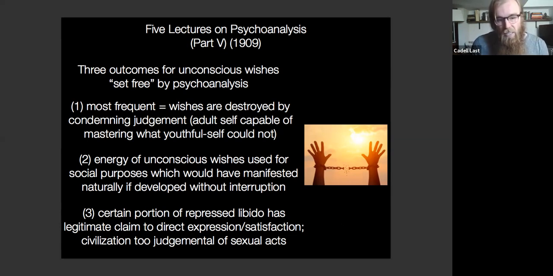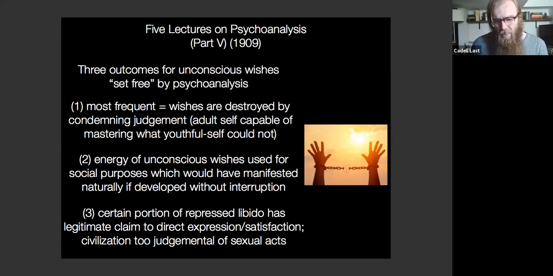But the idea here is that the most frequent outcome of the unconscious wishes in analysis is that the adult merely condemningly judges the wish. And the reason why this condemning judgment works is that the adult self is capable of mastering what the youthful self could not master. So basically, there is an emotional maturity which is gained vis-a-vis the unconscious wishes, which was incapable of being approached in the earlier phases of life.